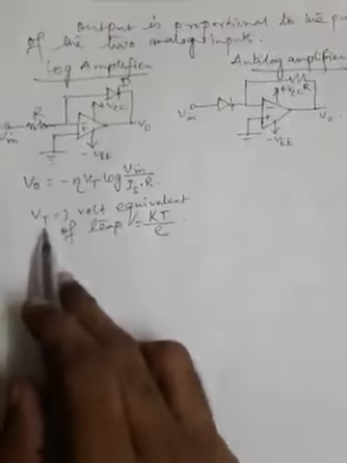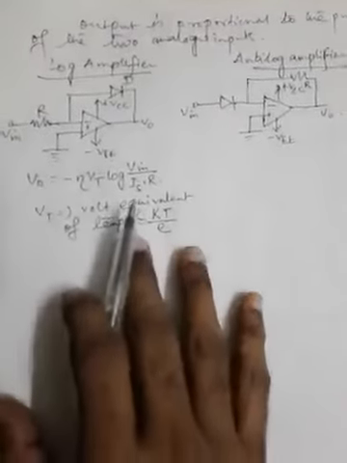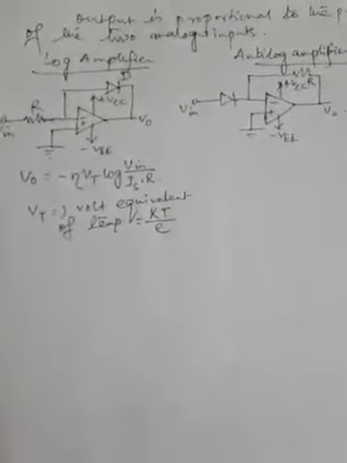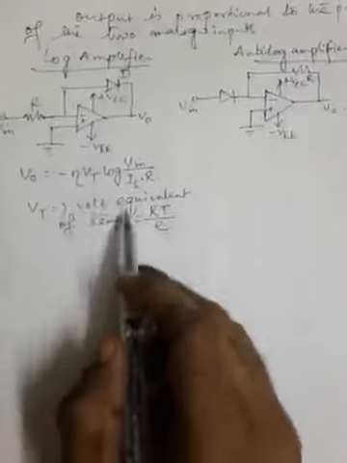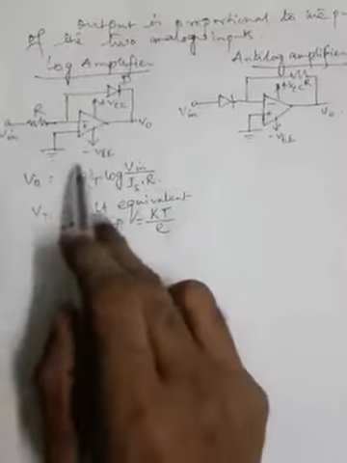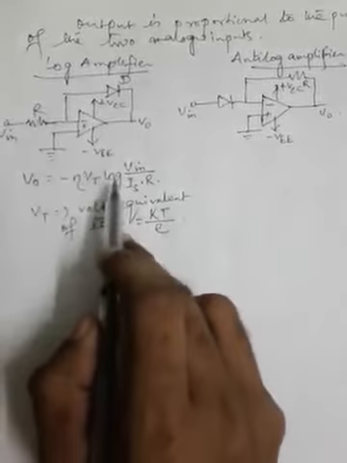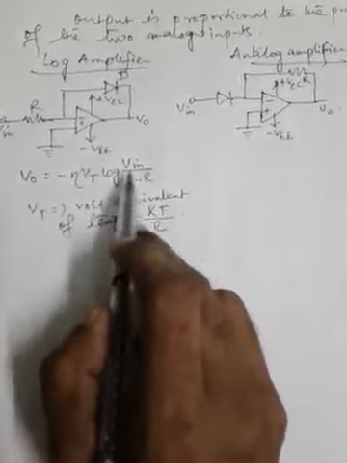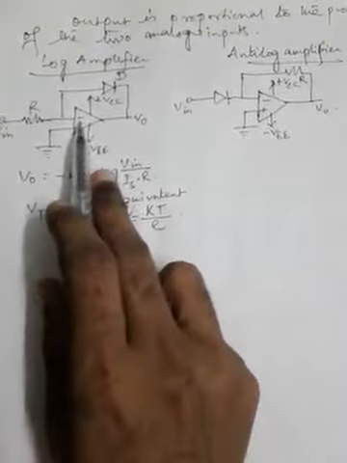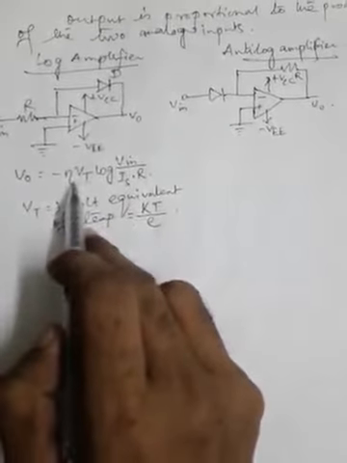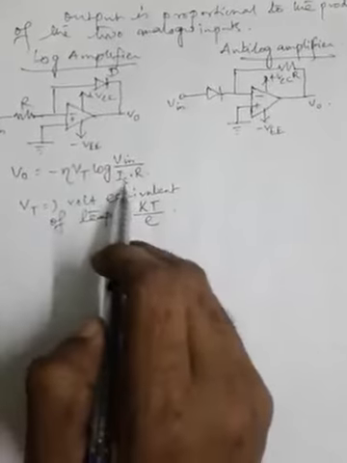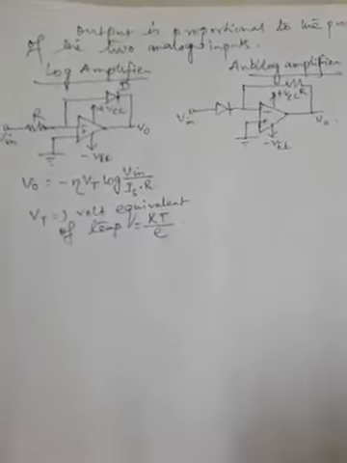Now this is called volt equivalent of temperature. We have seen this term, volt equivalent of temperature, in the discussion about PN junction diodes. So that is Vt here, and this is the expression for the transfer equation for log amplifier, where the output is proportional to logarithm of input, that is Vin, and this minus sign is for inverting mode of operation, and eta Vt is a constant, or we can say the gain for this case, and this Is and R are the two other constant values.